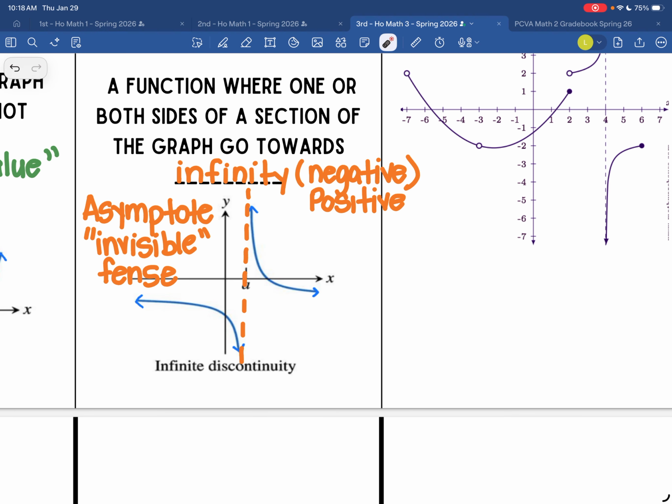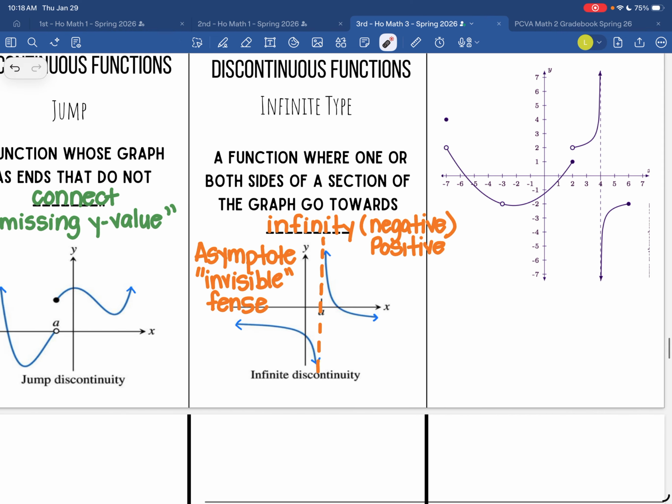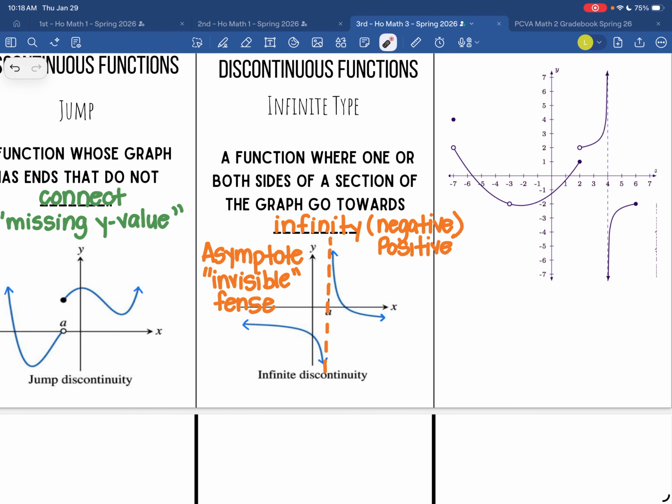Infinite means that the pieces are disconnected and they're never going to actually connect to each other, but they're going to infinitely go to positive infinity or negative infinity. They're just going to keep going and keep going. Most of the time that is happening because there is some type of asymptote, and that asymptote is that invisible fence that is going to be approaching.